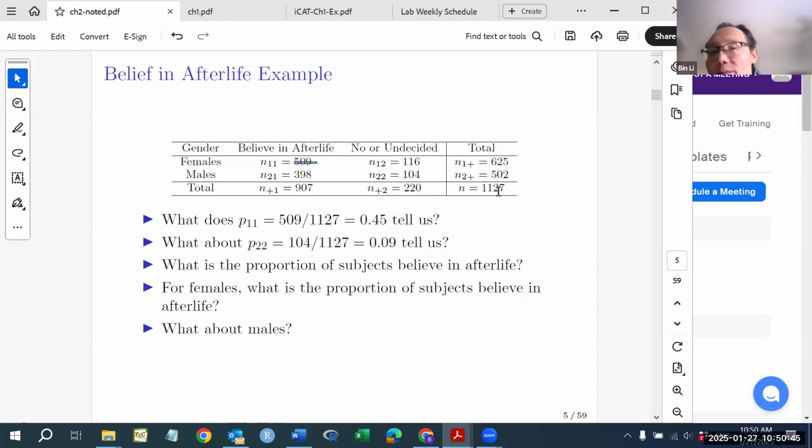who do not or are undecided about believing in the afterlife. Okay, so that's 9%. So both Pi11 or P11 and P22 are the joint probability. The third one, what is the proportion of subjects who believe in afterlife? So this is marginal. This one is marginal because it doesn't relate to the gender. It doesn't say female or male. So that only depends on the subject believing afterlife. So that's the marginal.